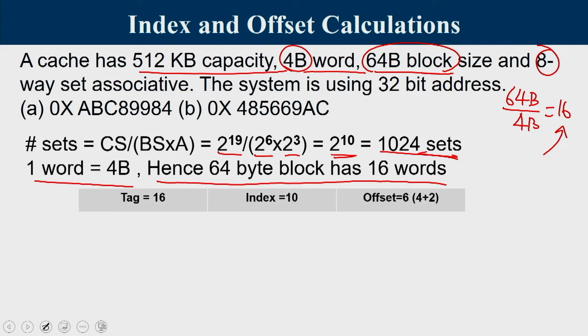So, if you have 1024 sets, then 10 bits are gone for the index. We have a total of 32-bit address given in the question. Inside this 32-bit address, 10 bits go for the index, and these 10 bits will tell you which set out of the 1024 sets has to be searched.